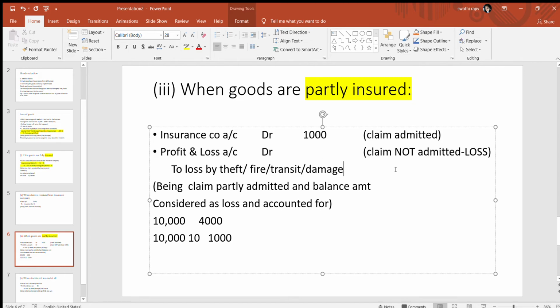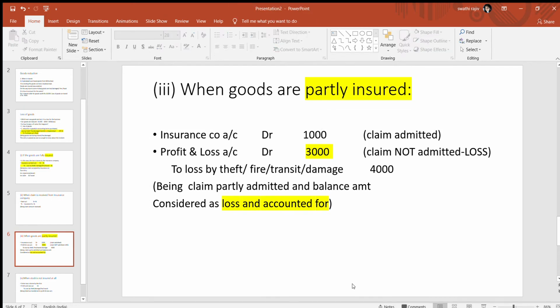And what is your claim? The actual damage is how much? Your actual damage is 4,000 rupees, and the insurance company is paying you only 1,000 rupees. So what is the rest of it? The rest of the amount will be your business loss. It has to be borne by the business. It is not the insurance company's responsibility. It is your responsibility. Hence, what does the narration read? The narration reads, being claimed partly admitted and balance amount considered as loss and accounted for. That is the reason again why loss is debited by this much amount.